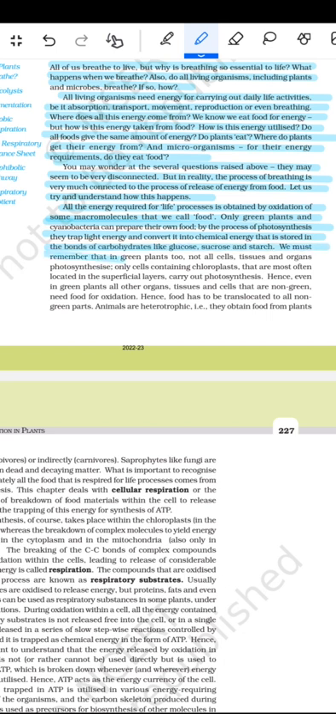We must remember that in the green plants too, not all cells, tissue and the organs photosynthesize. Only cells containing the chloroplast that are most often located in the superficial layers carry out the photosynthesis. Hence, even in all green plants, all other organs, tissue and the cells that are non-green need food for the oxidation. Hence, food has to be translocated to all the non-green parts.